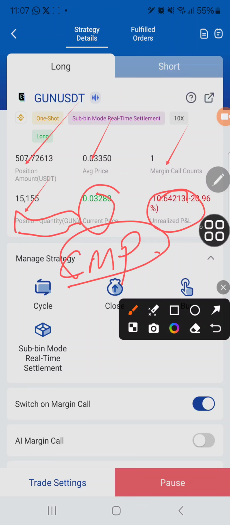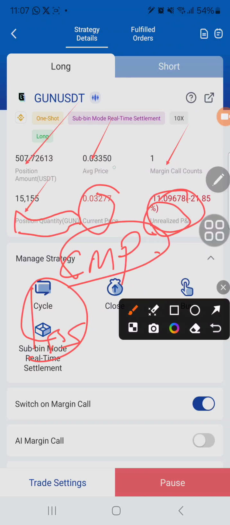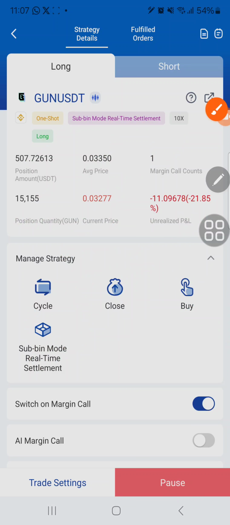Then the unrealized profit or loss simply means when the market went down, you lost some kind of value. It is just loss of value. That's why it's called unrealized. It's not real. It is unrealized. Okay, we proceed.